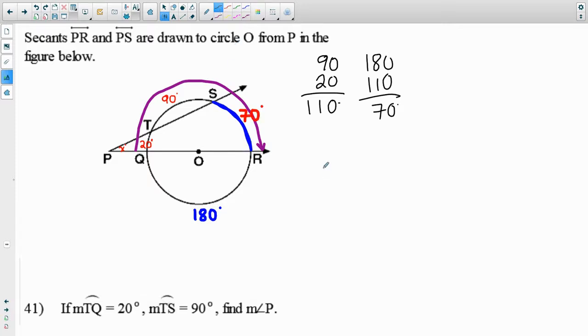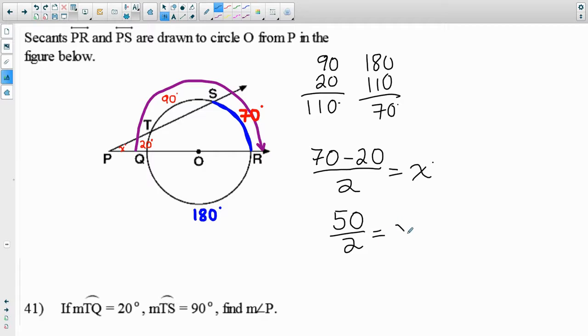Now we could say that our major arc of 70 degrees minus the minor arc of 20 degrees divided by 2 will be equal to our angle here. I'll call that x since I put the x there. 70 minus 20 is 50 degrees divided by 2 is equal to our angle, and then we finally get 25 is equal to our x. If this is a short answer, as it is, I'm going to write the measure of angle P is equal to 25 degrees.